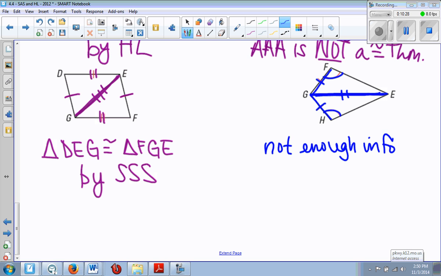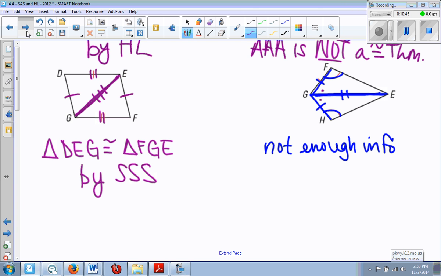In order to use SAS, the angle you would need, again, would have to be over here at G. Since there's not any information in the picture that would provide me enough to say that I have congruent angles there, I can't use side-angle-side.